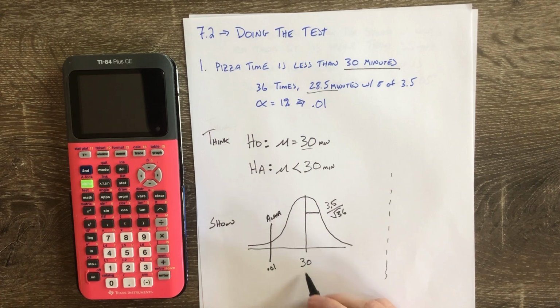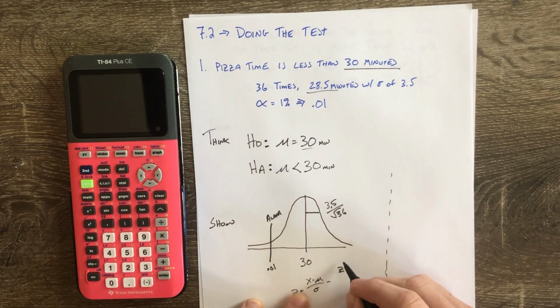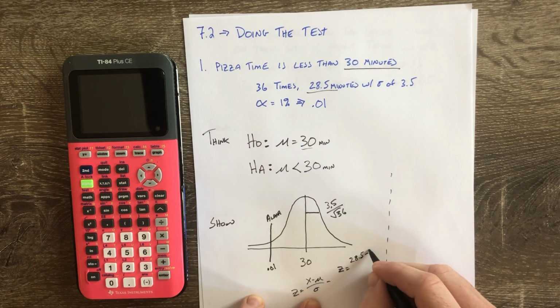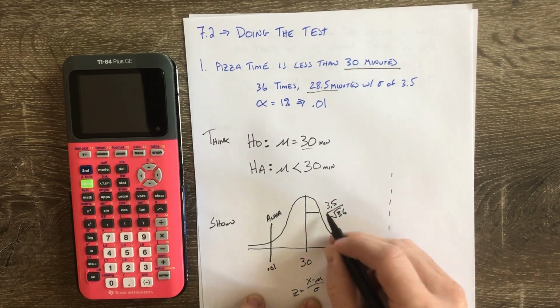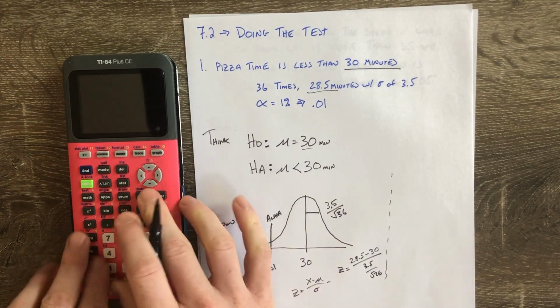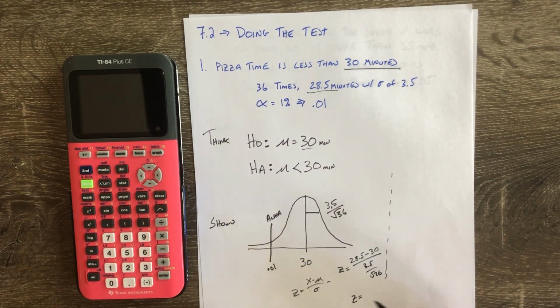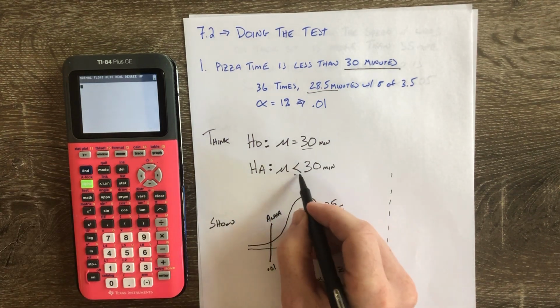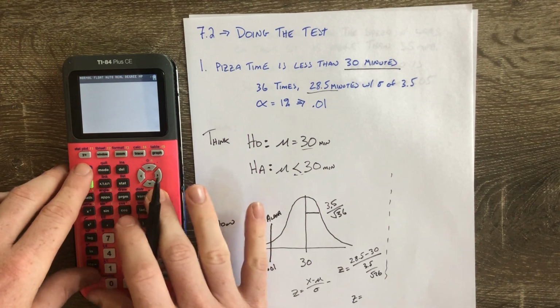28.5. In order to do that, we do x minus mu divided by our standard deviation to find out our z-score. So we go z equals, we're going to get a negative here, which makes sense because it's underneath the mean: 28.5 minus 30 divided by 3.5 over the square root of 36. So let's figure out what that z is equal to. Real quick, this is a one-tail test because it's strictly less than, right?